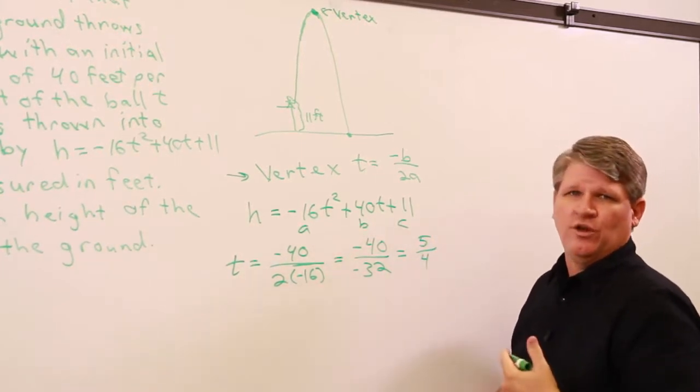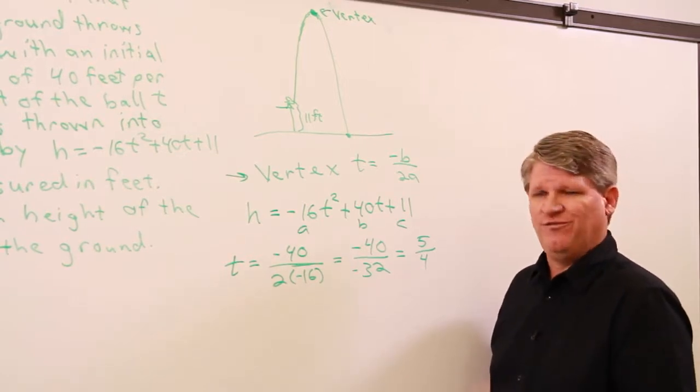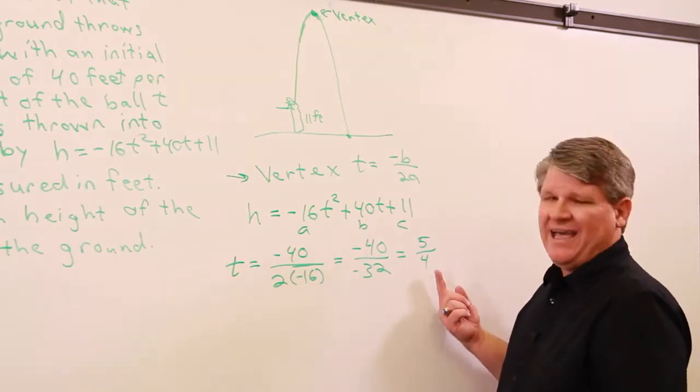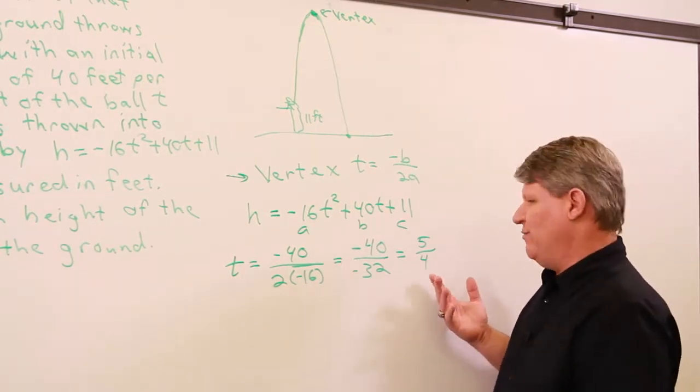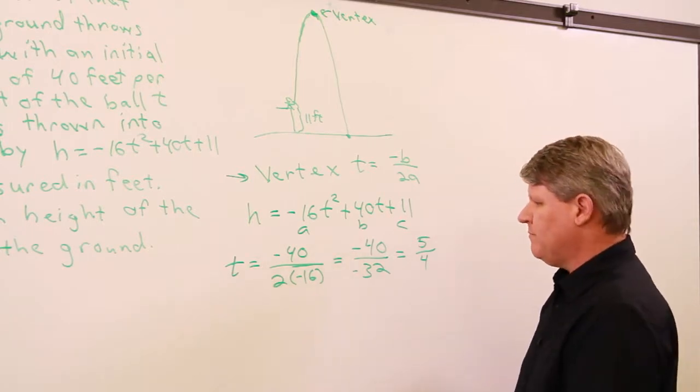Now, if you want to, you can also use a decimal. 40 divided by 32 gives you 1.25. And as long as you're not rounding, that's fine. I kind of prefer my fractions. I can work faster with fractions instead of having to reach for a calculator.